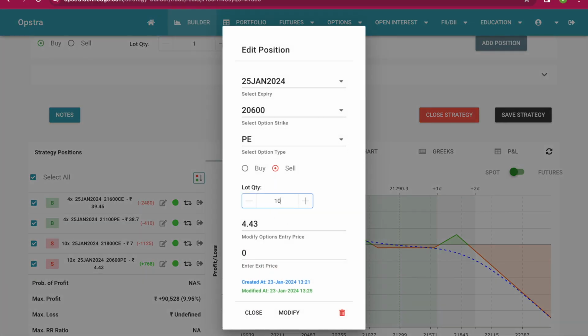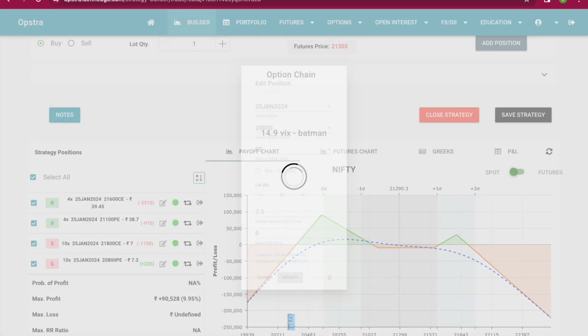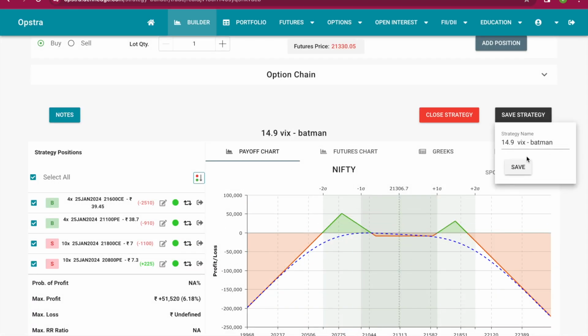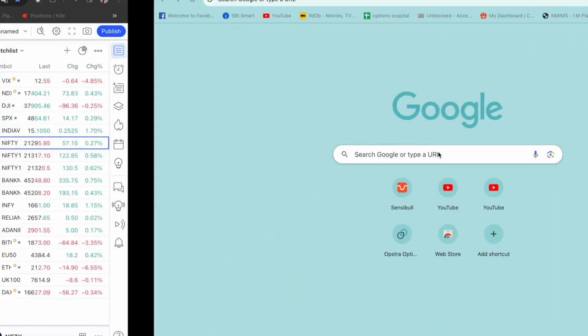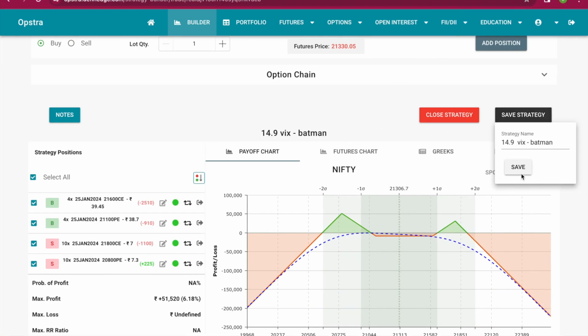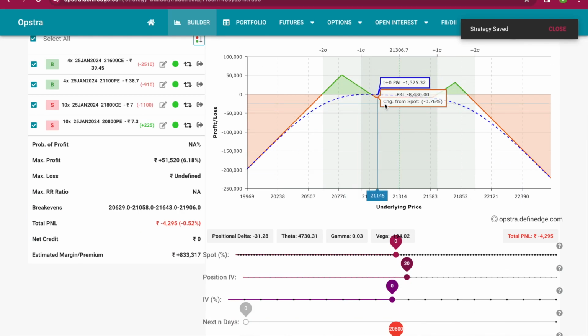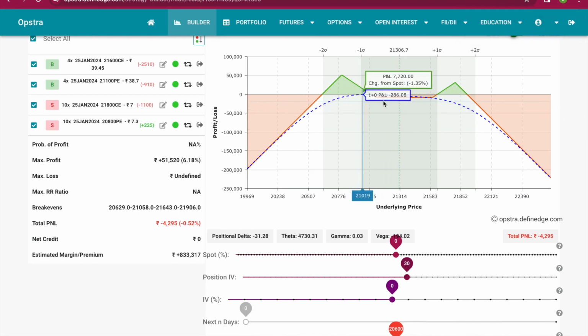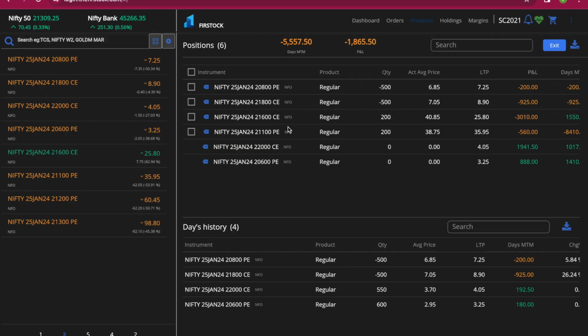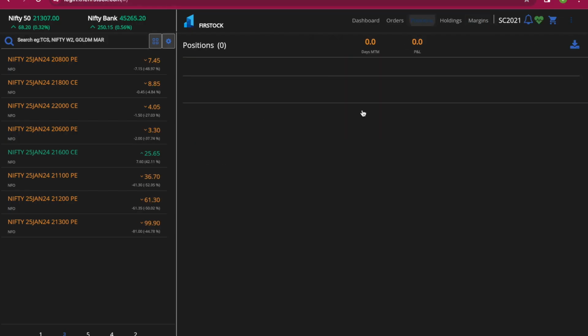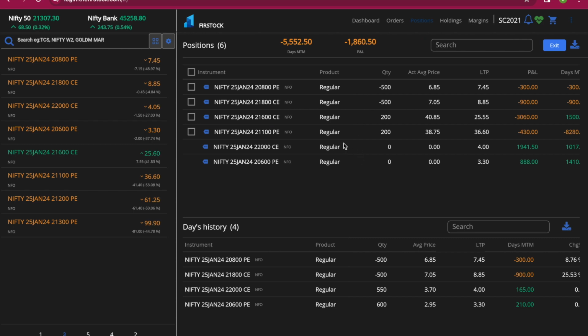20,800, 10 lots, 6.85, 20,800, 45. Okay, so this is how the strategy looks like, and now we are almost at India VIX 14.9 only. So this is how our strategy looks like, and we will face a short decay if the market moves in any direction. So we'll just wait and watch. For now, these are the margins, and let's hold up.